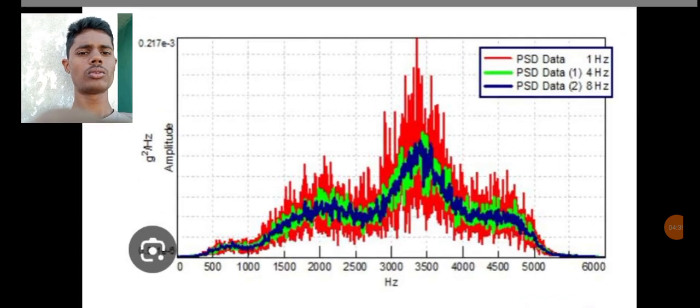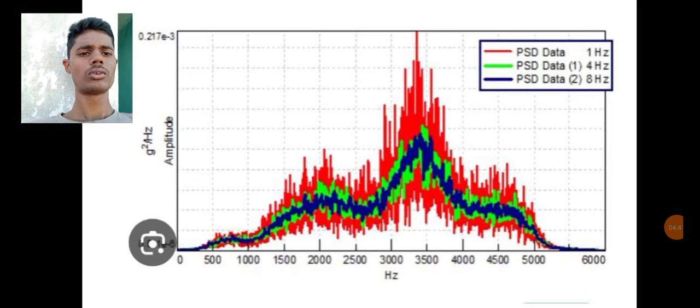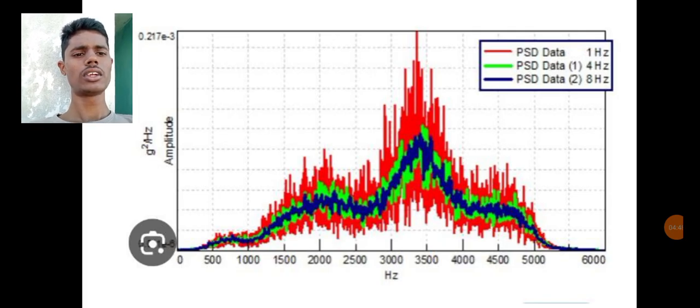These are the two. This is another example of power spectrum density. By using PSD we can find out the power of a signal. On the y-axis is amplitude and the x-axis is hertz. On the y-axis, the amplitude units are g squared per hertz.